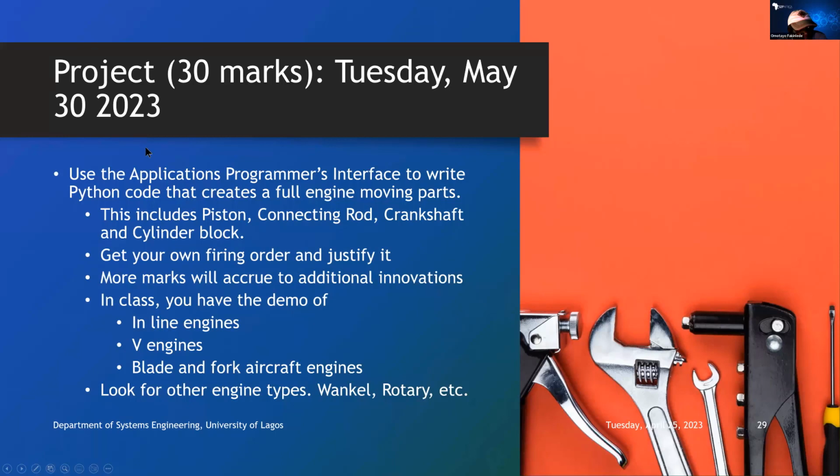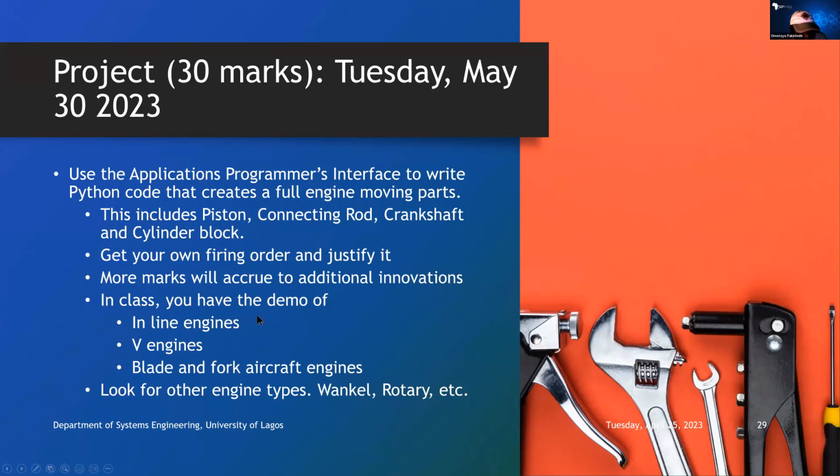You are going to use the application programmers interface to write the Python code that creates a full engine with moving parts. This includes the piston, connecting rod, crankshaft, and cylinder block, and you get your own firing order and justify it. And then you assemble everything together the way I've assembled mine. And then more marks will accrue to additional innovations.